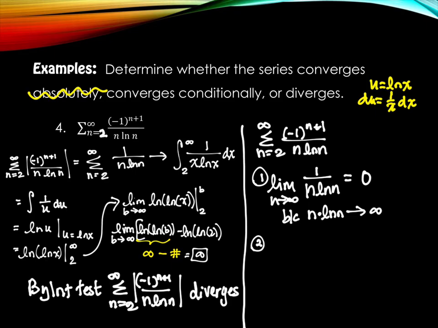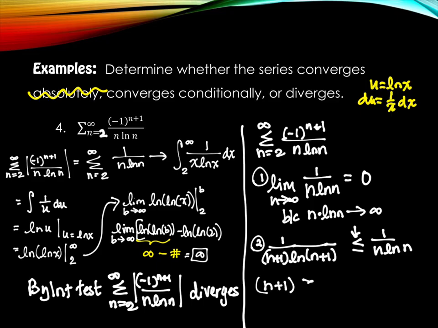Condition number 2 is a little bit trickier to test on this one. When I do n plus 1 down here, and I take the natural log of n plus 1, what we want to test is that it's smaller than or equal to 1 over n ln n. It's a little bit easier to just ignore the numerators and think about the denominators. As long as the denominator is bigger, the whole fraction is smaller. So n plus 1 is definitely bigger than n. True? Yeah, that's not a problem. We definitely can say that.